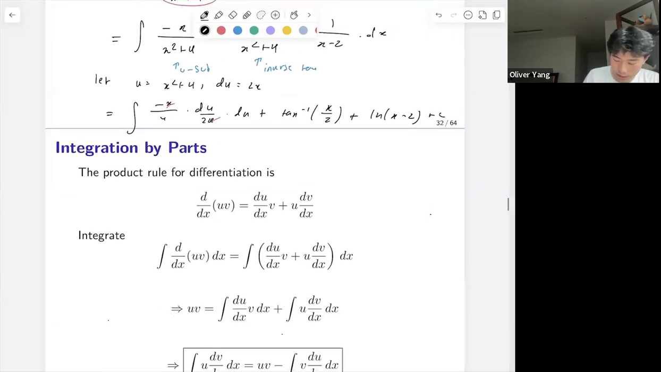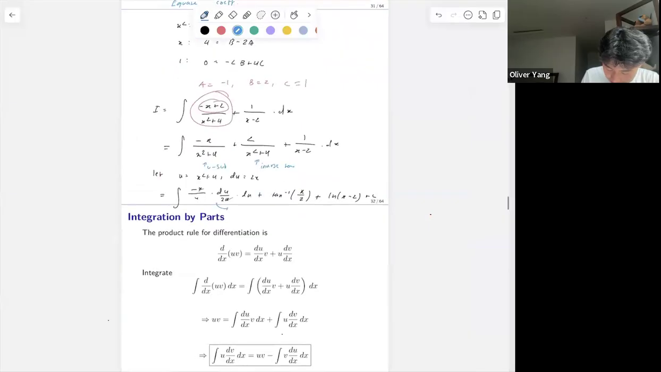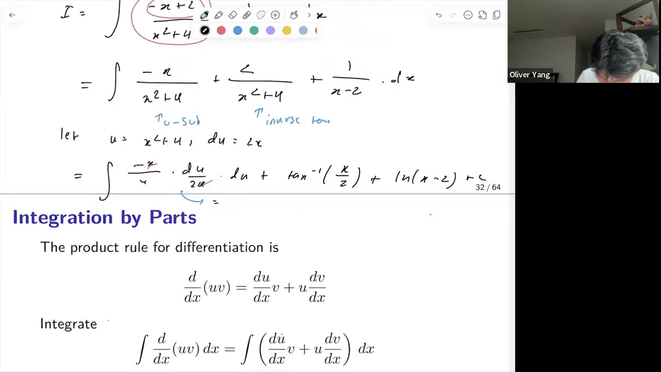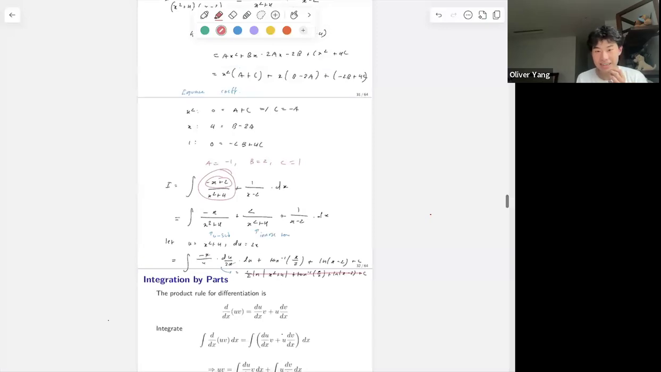And so all we need to do is this last bit. This is going to be ln u times 1 over 2. So it's going to be 1 over 2 ln x squared plus 4, plus tan inverse x over 2, plus ln x minus 2, plus c. Yeah? So that is our final answer for that. All right, cool.